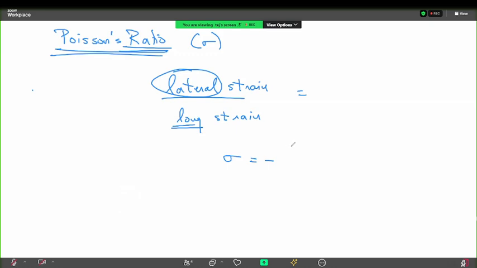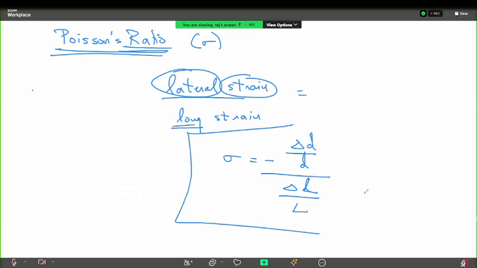So sigma is equal to lateral strain, as I told you, always talks about thickness or diameter. So you write, again, strain is nothing but change, no? So you write delta D divided by D, whole thing divided by delta L divided by L. Okay, caps. Delta L divided by L. This is the formula for Poisson's ratio. So this talks about the thickness of the material and this talks about the length of the material. Both do not mean the same.